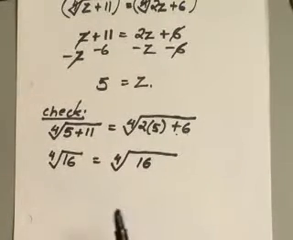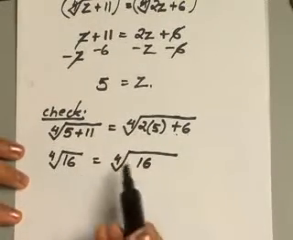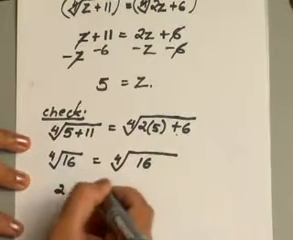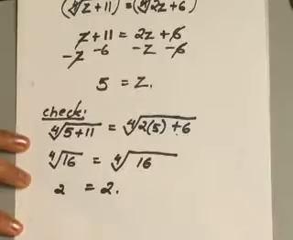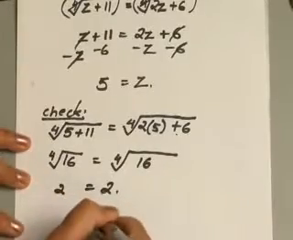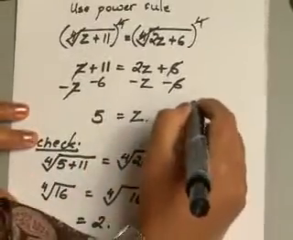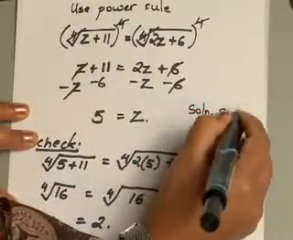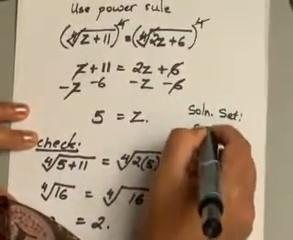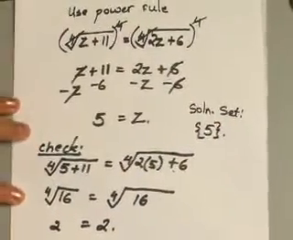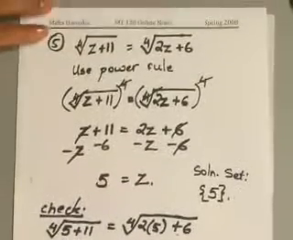And you don't have to simplify it further if you don't want. You can see you end up with fourth root of 16 on both sides, and fourth root of 16 is of course 2, and you have your true statement. So again, we can safely conclude that our solution set here is going to be the number 5. Okay, and that's going to be your solution to this equation.